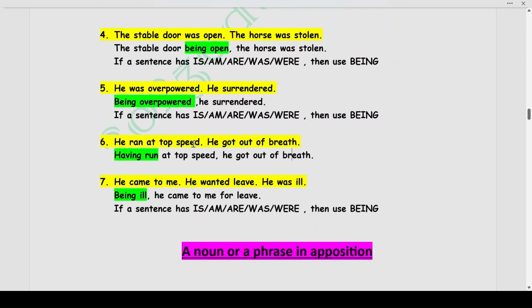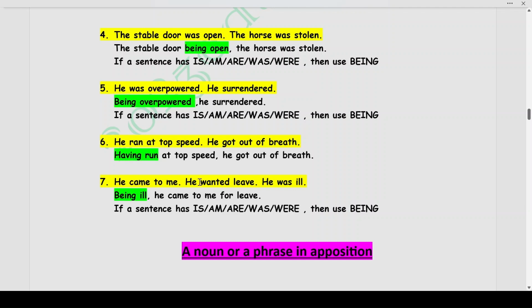He ran at top speed, he got out of breath. The subject is the same in both cases. Having run at top speed, because we will change this into the perfect participle form, that is, having run at top speed, he got out of breath. He came to me, he wanted leave, he was ill. Now there is the verb was. So being ill, he came to me for leave.